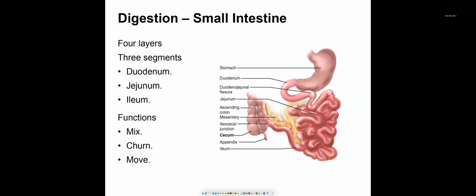The jejunum makes up 40% of the small intestine. It is a site for chemical digestion, but mainly for absorption. This is where absorption begins in the small intestine. Then you have the ileum. The ileum comprises 55% of the small intestine, and it connects directly into the large intestine. Here again, primarily absorption takes place.